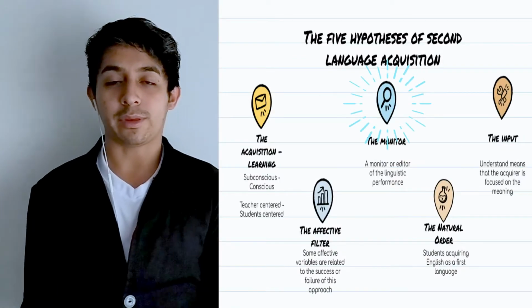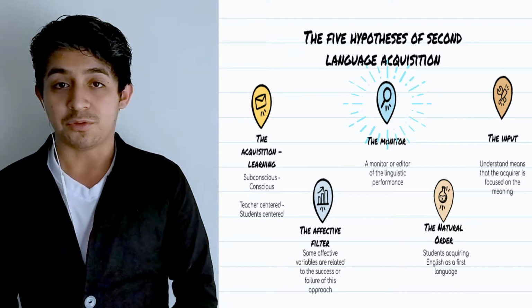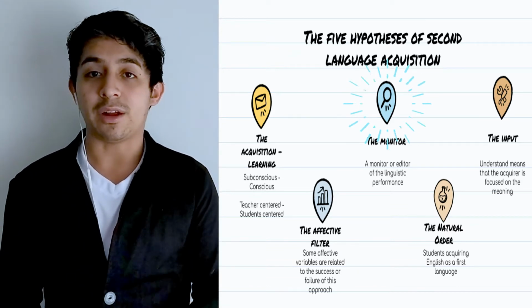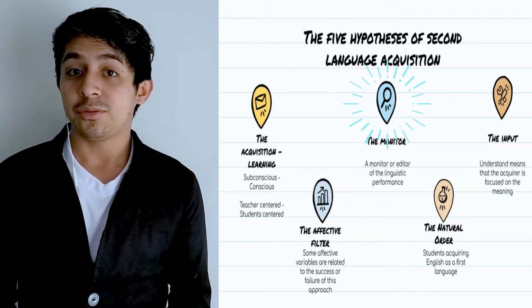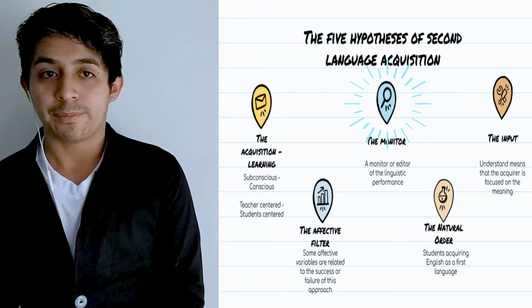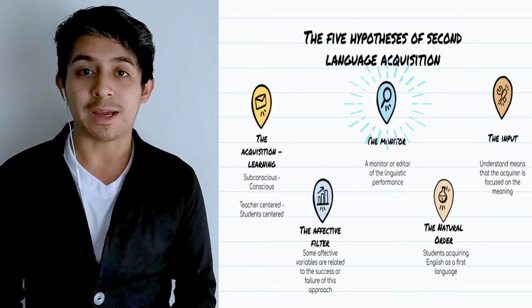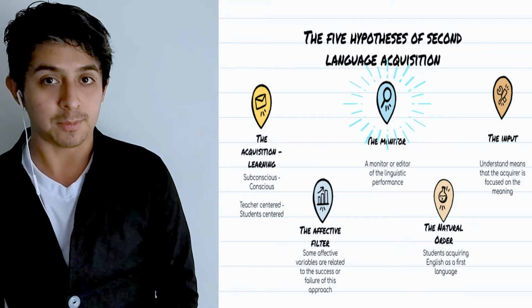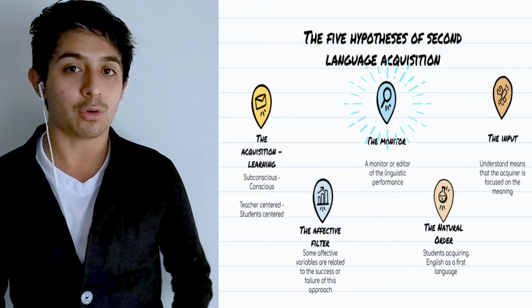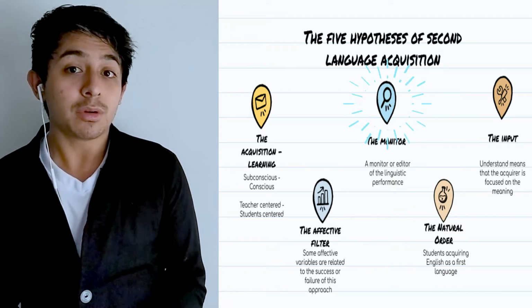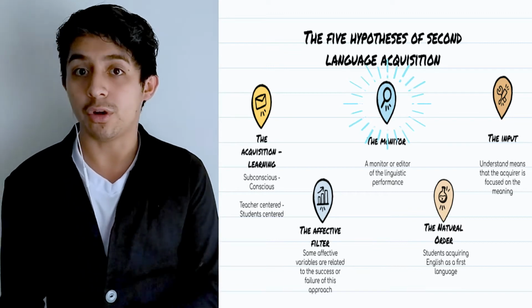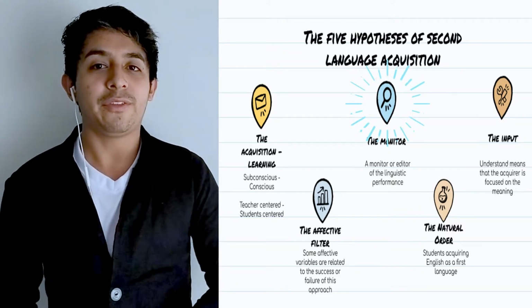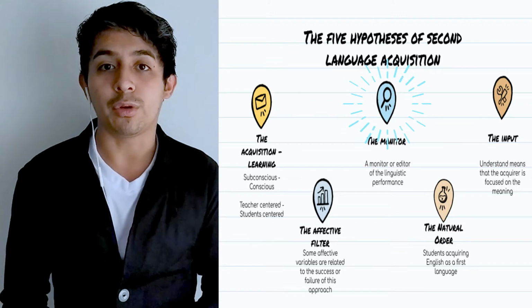The monitor hypothesis. The monitoring function is the practical result of the learned grammar. According to Krashen, the acquisition system is the utterance initiator, while the learning system provides the monitor or the editor. The monitor has to plan, edit, or correct the students. The monitor also needs to pay attention to whether the students understood the topic or not and whether they are able to correct themselves.